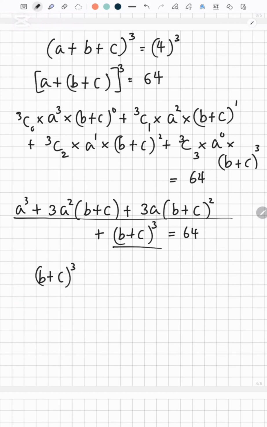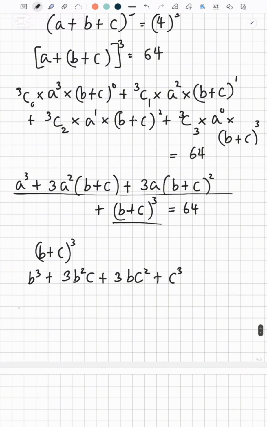I'm telling you guys once again, if you need help with binomial expansion, just drop it in the comment section. I can make another video with a detailed explanation of how to do binomial expansions. So it's b cubed plus 3b squared c plus 3bc squared plus c cubed. Now you can add this with what you had above.